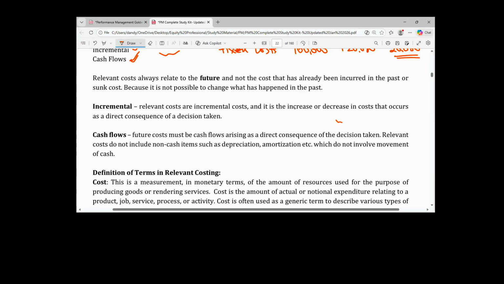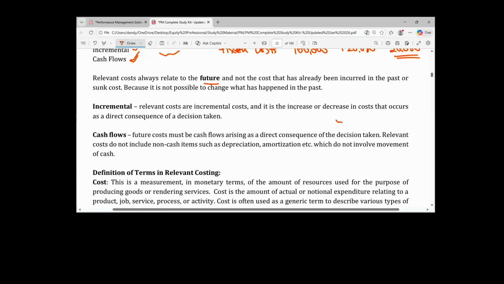Okay, so I will repeat again. When you talk about relevant cost, there are three attributes that must be present. One is that the cost must relate to the future. It must be futuristic in nature, meaning that any costs that have been incurred in the past are sunk costs, and it's not relevant because it's not possible to change what has happened in the past. The second one is incremental. Incremental costs are costs that change between alternatives as a result of the decision taken. They represent the increase or decrease in cost item as a direct consequence of the decision taken.